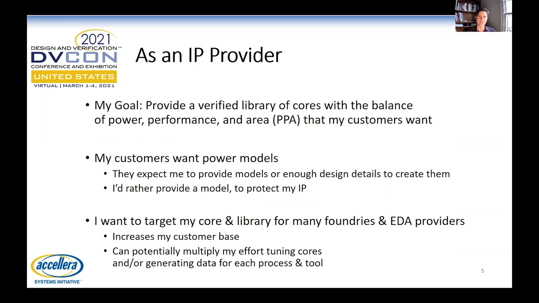At the same time, to diversify my risk, I want to target my core for as many foundries and EDA providers as possible. Doing so increases my customer base, but it creates a problem for me, namely that I could potentially multiply my effort, having to tune my core or regenerate my libraries for every new process and tool. Hopefully, as the IEEE 2416 standard matures, more EDA providers will support it, which eliminates one of those problems. And in a few slides, I'll show you how 2416 minimizes the effort of retargeting a core for another foundry.